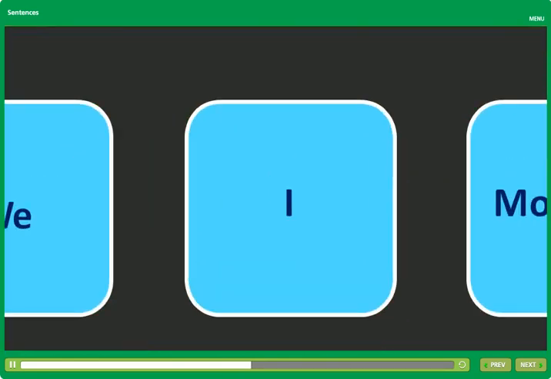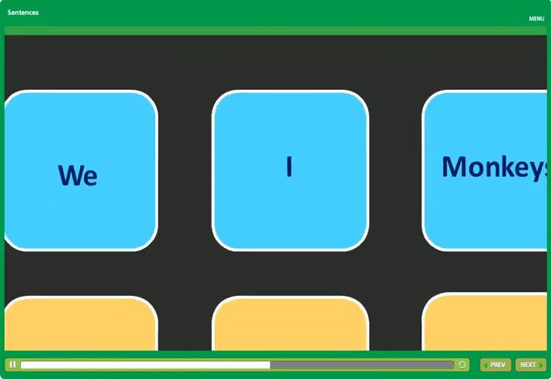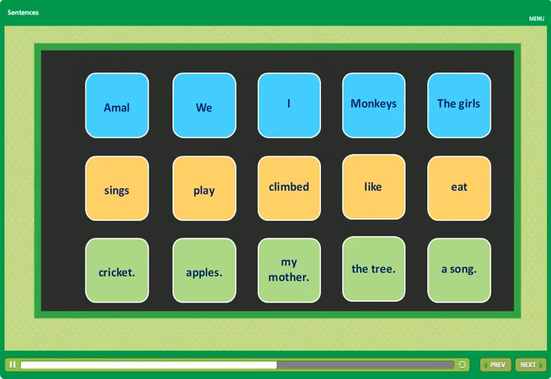I. Great! I. What action word do you want to use? You can't use sings because the action word has an S, and when we use I, we don't add S to the action word. Let the students choose any of the appropriate words like eat, play, climbed.